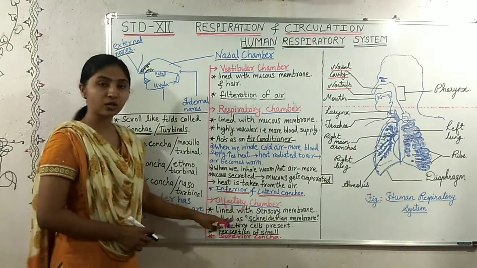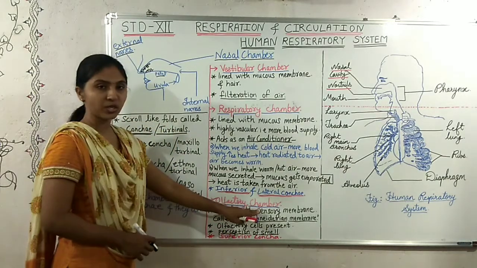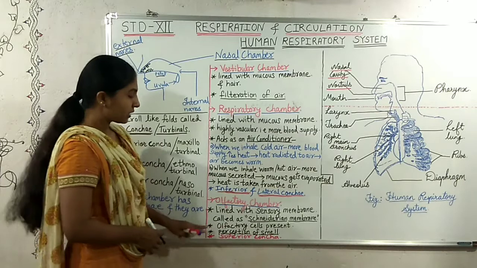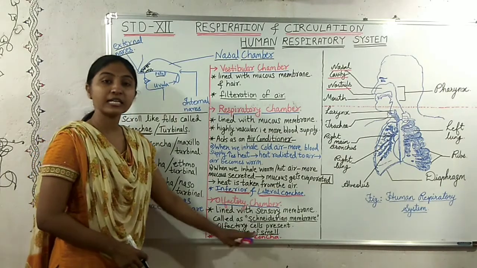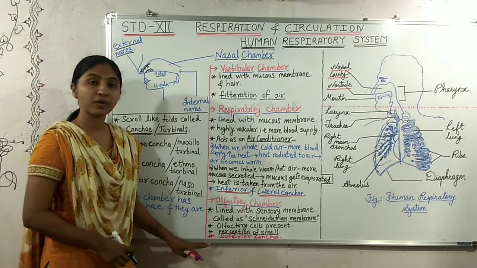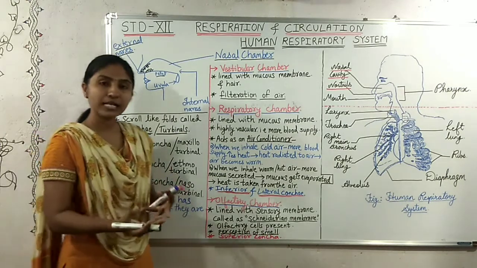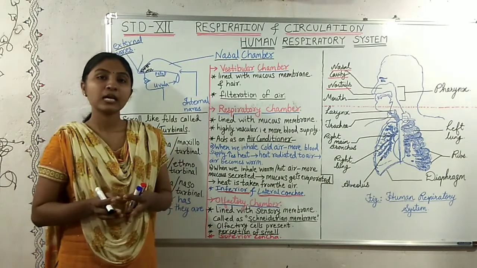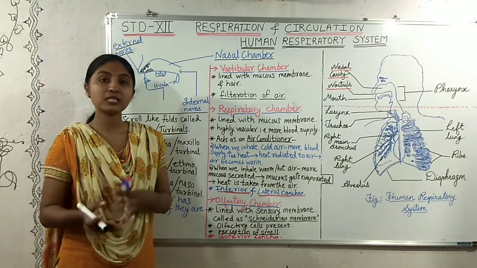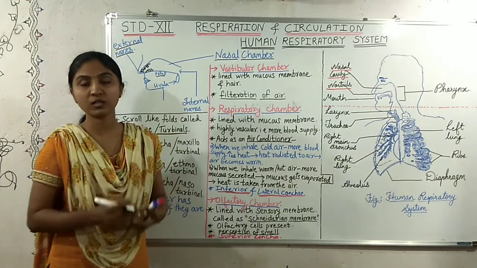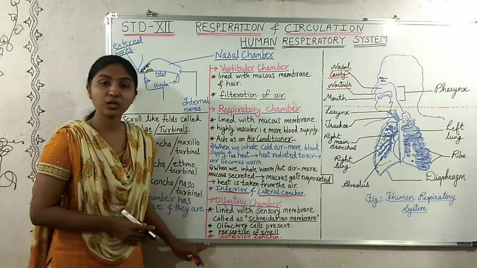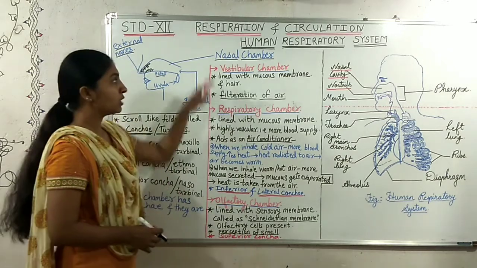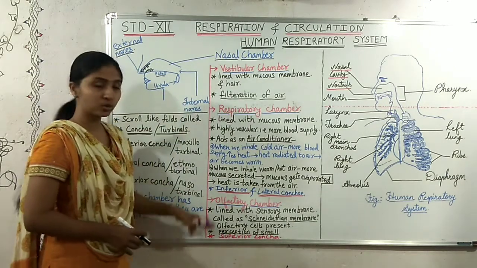The third part, or the third chamber, is the olfactory chamber. This chamber is lined with sensory membrane. The sensory membrane is called the Schneiderian membrane, and the cells present in this membrane are called olfactory cells. These cells, as their name itself states, help us in perceiving smell. So the function of this olfactory chamber is perception of smell. So this nasal chamber is divided into three parts.